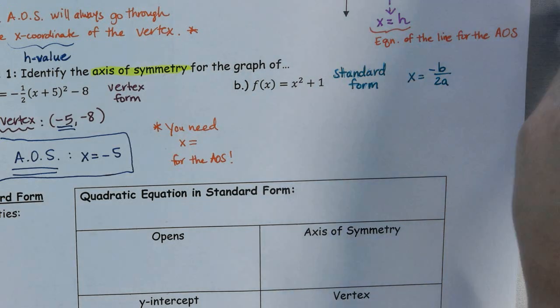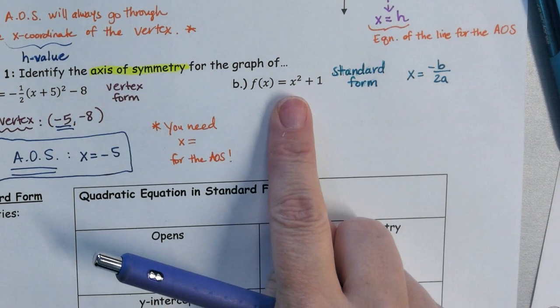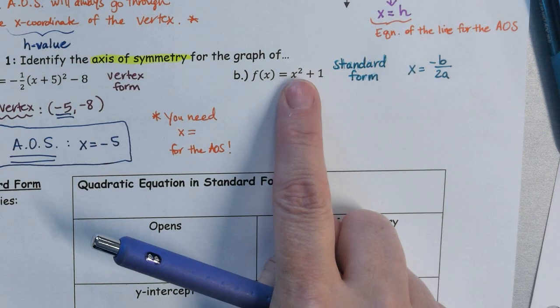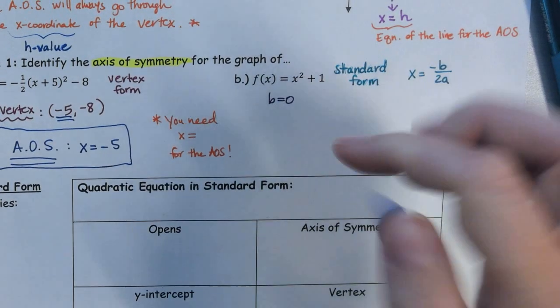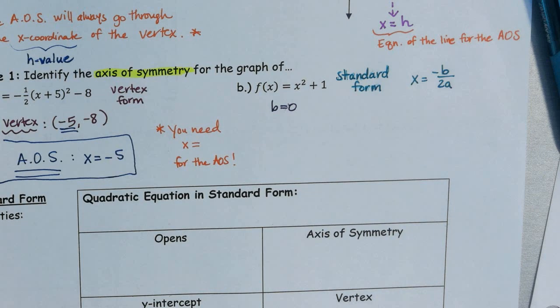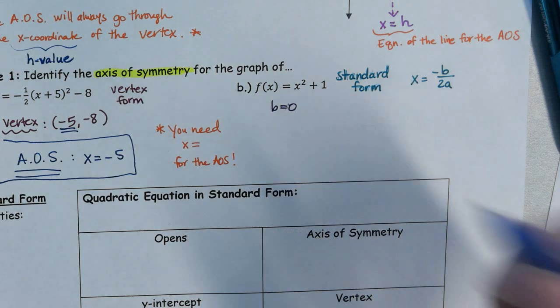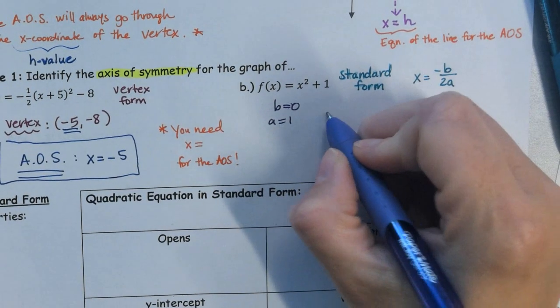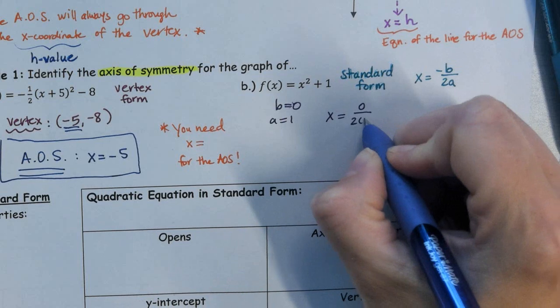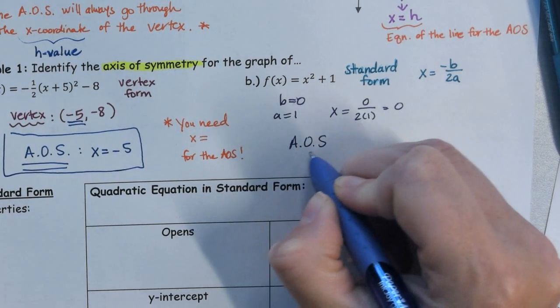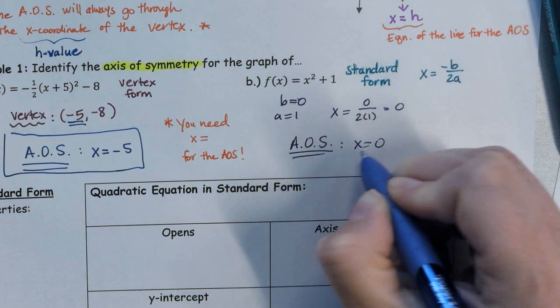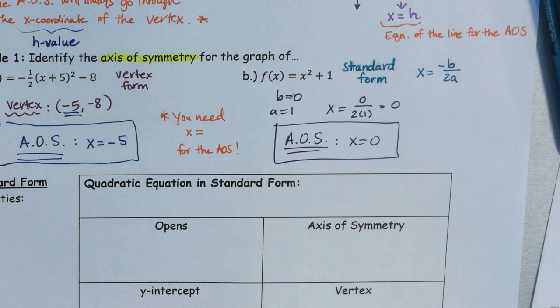So now we have to find the b and we have to find the a. And then your b value, you're looking for the x term. If there's no x term, your b value is 0. What if there was just an x and there was no number in front? Would you guys know what the b value is in that case? 1. Okay, so it's only 0 if you can't see it. So b equals 0, a is 1. So this is going to be x equals opposite of 0 over 2 times 1, which we know is 0. So your axis of symmetry is x equals 0. And again, make sure you have the x equals.